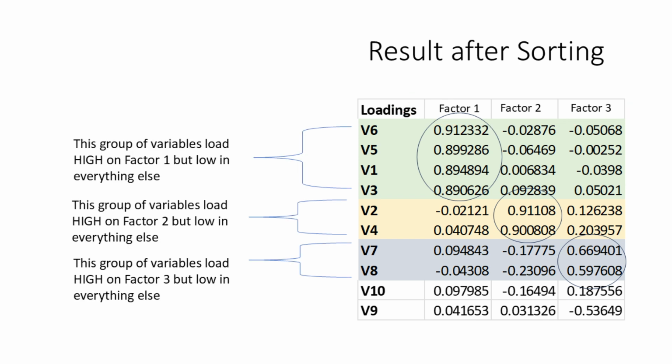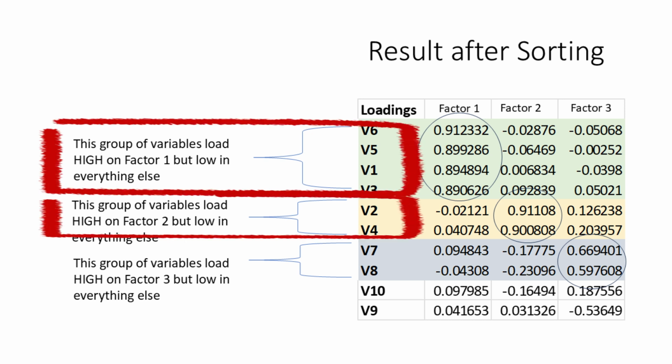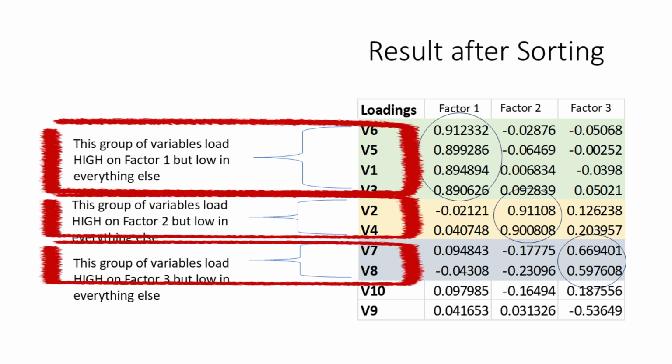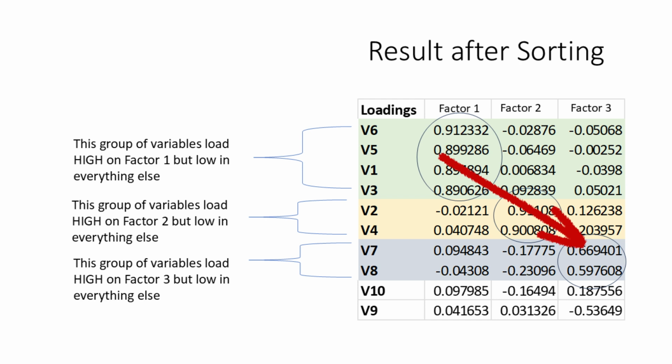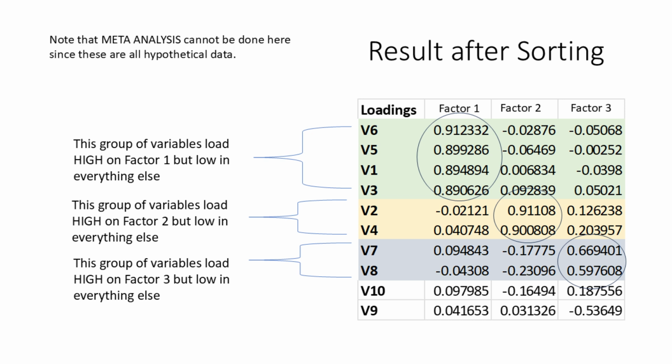And then we grouped the variables that load high on factor 1 but low in everything else. So we have this group 1, group 2, and group 3 that load highly on factors 1, 2, or 3 respectively. Then from here on, we will try to do the meta-analysis of what these variables stand for and try to guess what the factors could be based on what those variables actually say. However, that kind of meta-analysis cannot be done here because these are all hypothetical data.